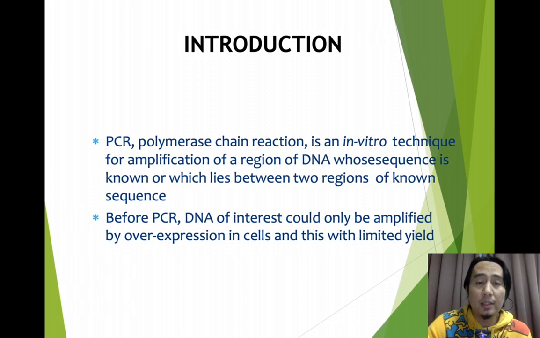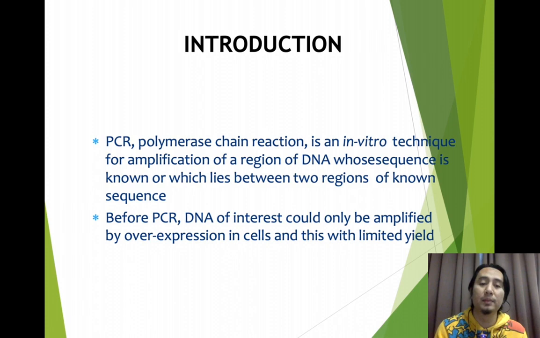Okay, so a little bit introductions. So PCR, or known as polymerase chain reactions, is the in vitro techniques, right? So why is in vitro? Because it's happened outside the living organisms. Okay. So before PCR been invented, we use mainly E. coli bacteria to amplify our gene of interest. Then the technique we call it in vivo, because it happened in the organisms.